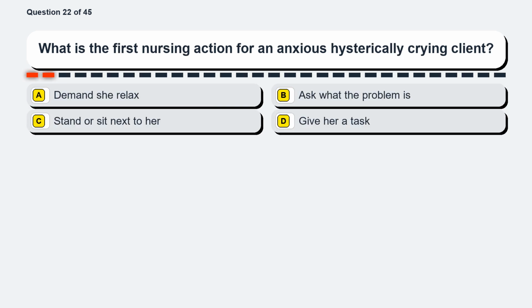Question 22. What is the first nursing action for an anxious, hysterically crying client? Option A, demand she relax. Option B, ask what the problem is. Option C, stand or sit next to her. Option D, give her a task.